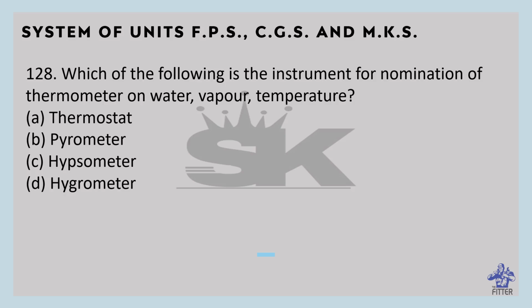Which of the following is the instrument for the thermometer on water vapor temperature? That is hygrometer. Hygrometer is used to measure humidity or water vapor content in air. Hypsometer is used to measure height or elevation.